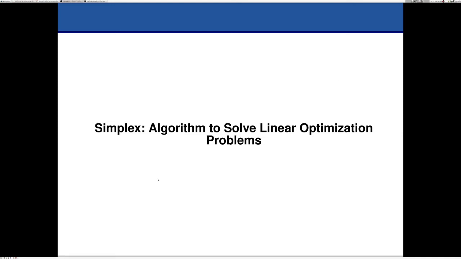Hello guys, once more. Now we are going to discuss the simplex algorithm. This is an algorithm to solve linear optimization problems. Of course, we have graphed to solve a couple of linear problems before. We also took advantage of some other tools to analyze and try to get the solution.